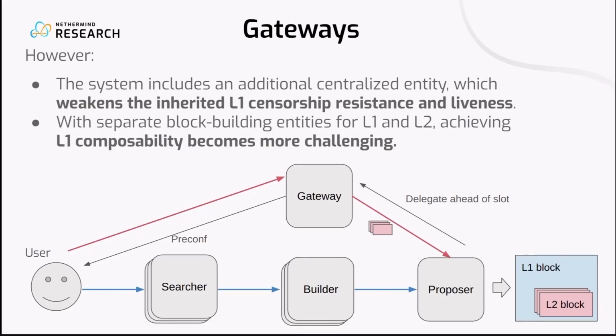Okay, so this is all nice. However, there are some problems. Now the system includes an additional centralized entity, the gateways, which weakens the inherited L1 censorship resistance and liveness. And note here that this gateway is locked in ahead of time, because the proposer needs to explicitly state that this is my gateway, so please send your transaction here ahead of time. So it's a much stronger lock-in than the builder auction that's happening in the L1. And because it's an ahead-of-time lock-in, I would argue that it's going to be much more reputation-based, and have much stronger centralization pressure.